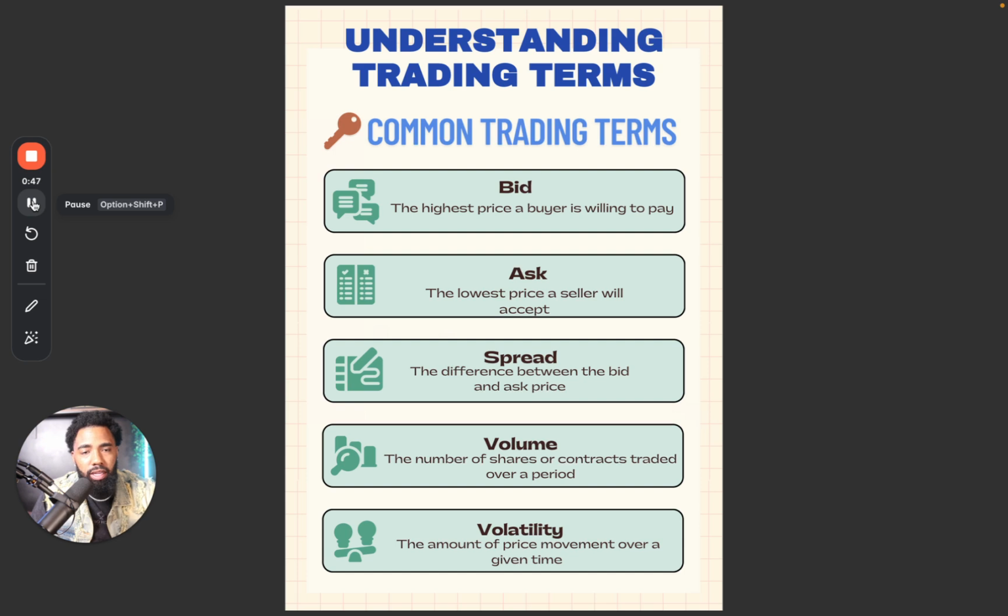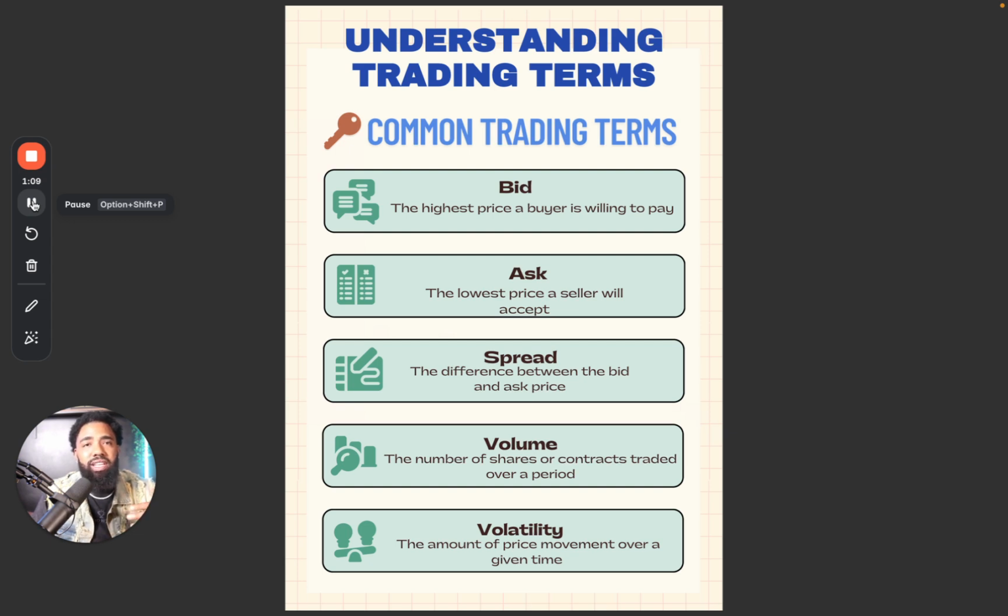All right. Next thing, ask. The asking price is the lowest price a seller is willing to accept. Meaning, if the vehicle, once again, is $1,000 and they say it's non-negotiable, that is the asking price for the contract. All right. So the next thing, the spread, the difference between the bid and the ask price.